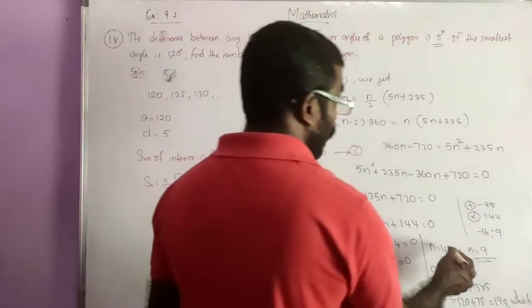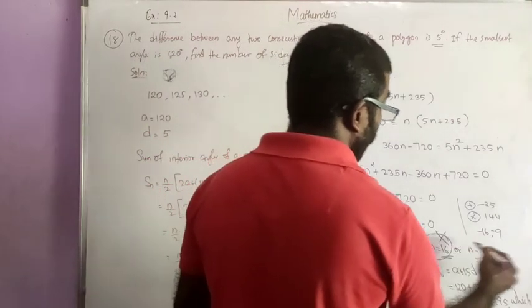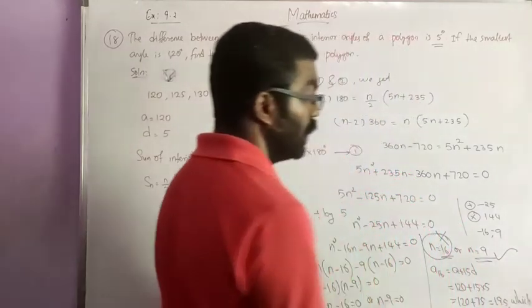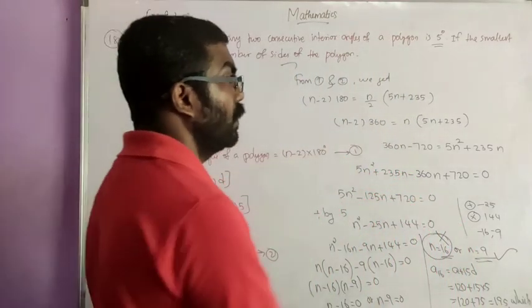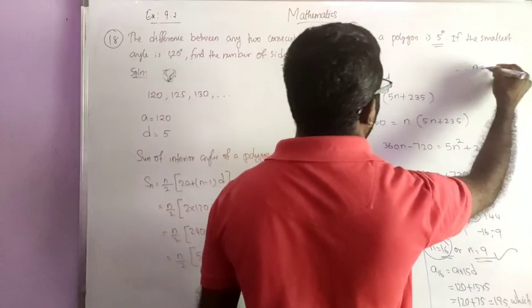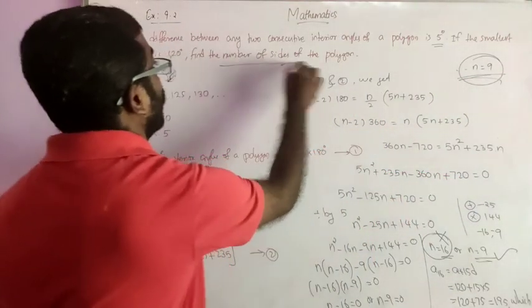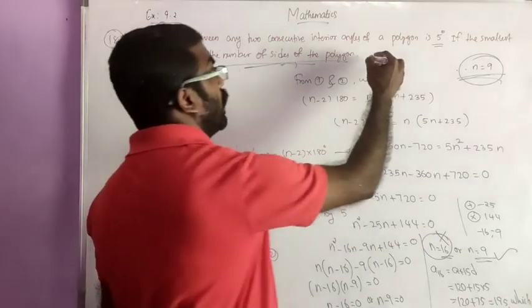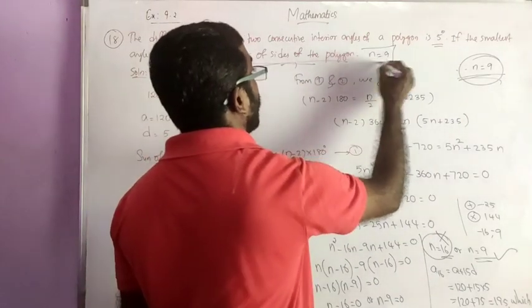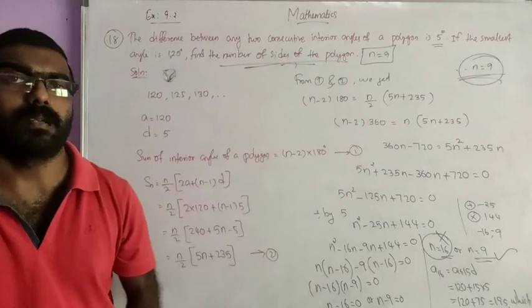So we reject the value n is equal to 16 and we can consider n is equal to 9. So we can conclude, therefore n is equal to 9. The number of sides of the polygon is equal to 9. This is our answer. Clear?